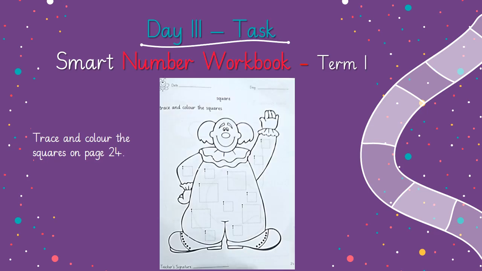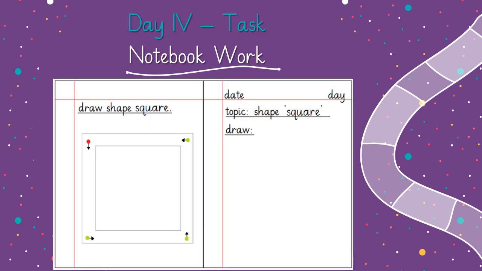This is your day 3 task. This task should be done in your Smart Number workbook. You need to trace and color the squares on page 24. This is your day 4 task.